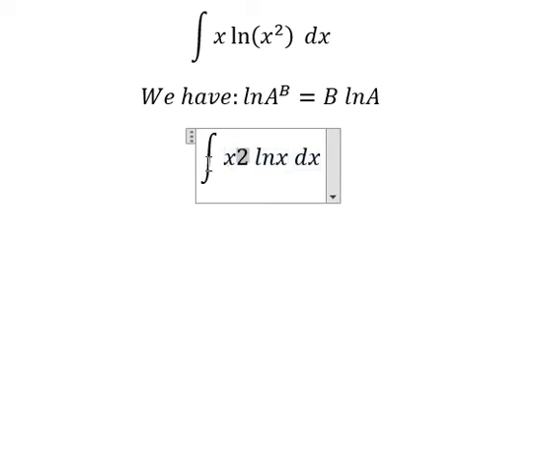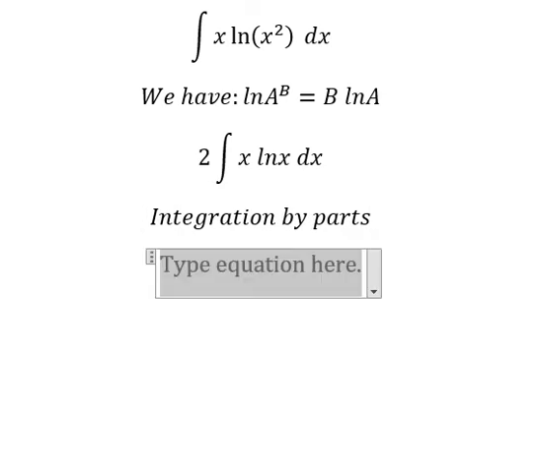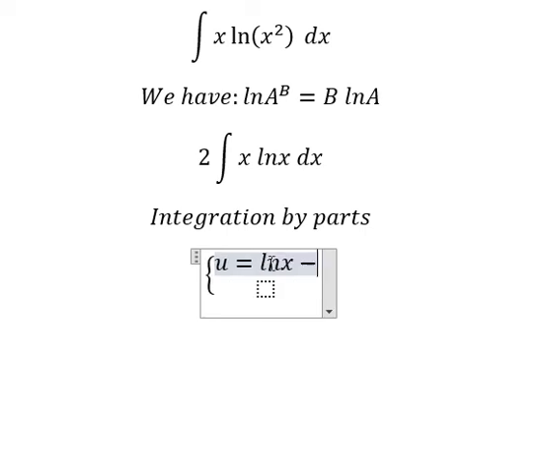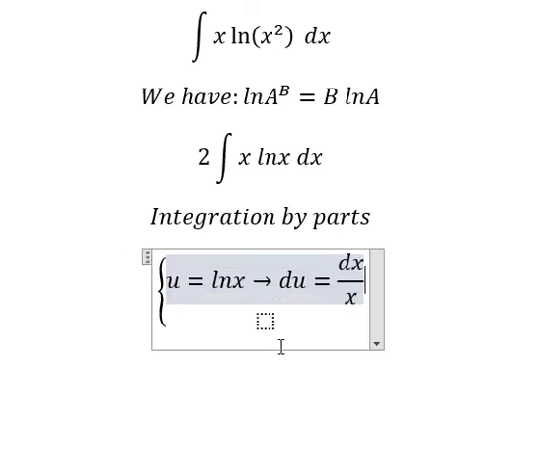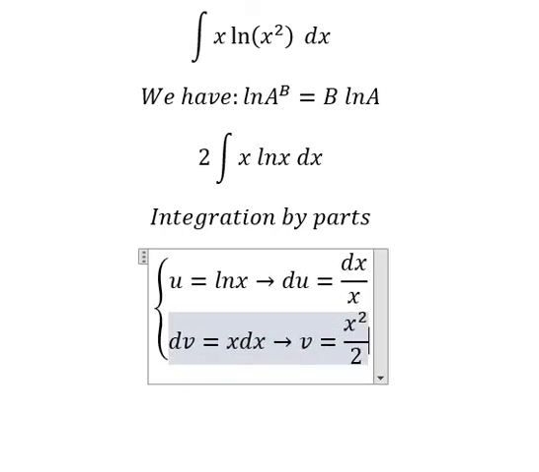So I will put the number 2 out here. Next, we need to use integration by parts. So I will put u equals ln s. Later, we first take the derivative of both sides, and we have ds over s. dv, we have s ds. The integration of this one, we have v equals s squared over 2.